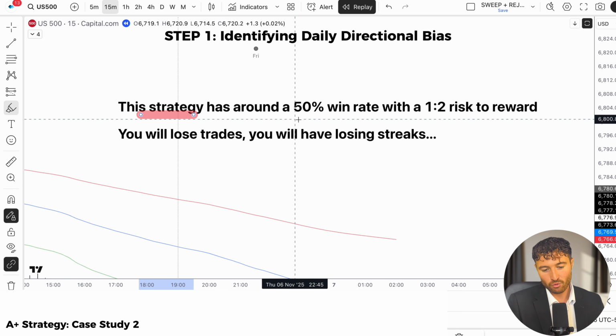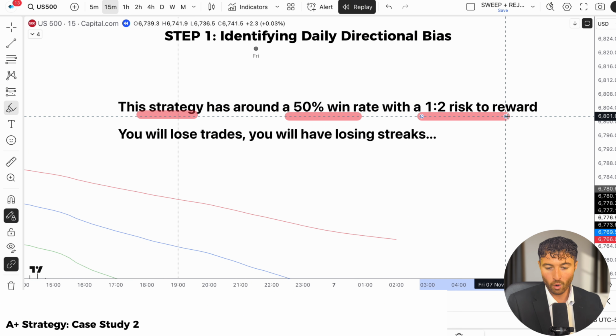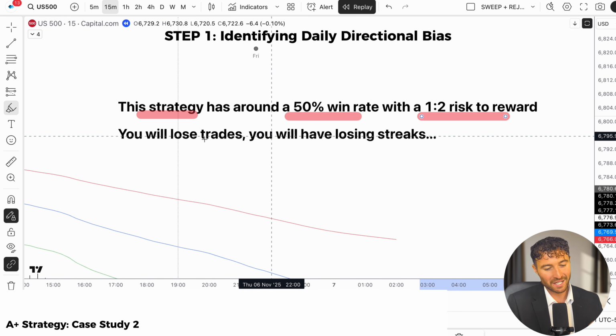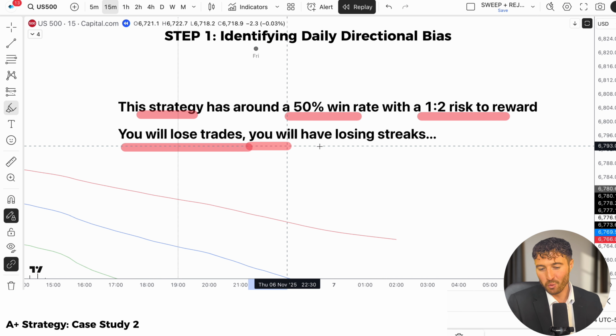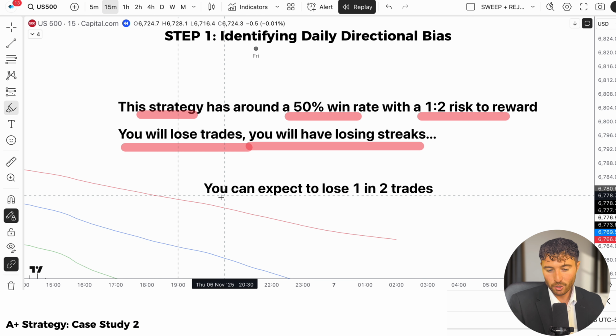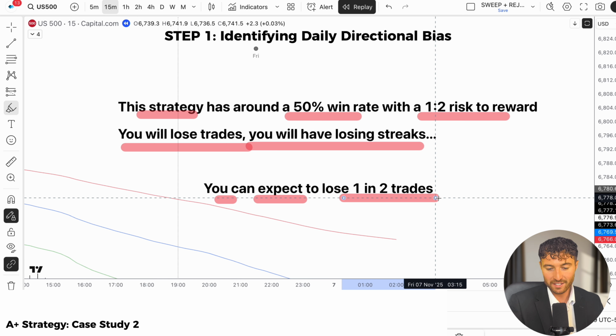This strategy has around a 50% win rate with a 1 to 2 risk to reward, meaning that you will lose trades. You will have losing streaks. And so what that means is you can expect to lose 1 in 2 trades.